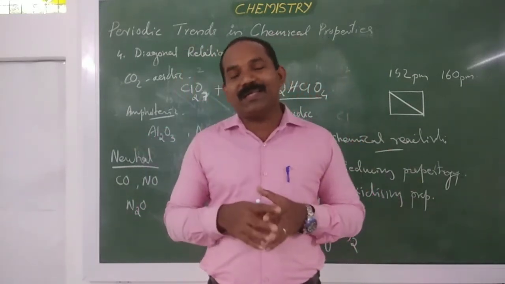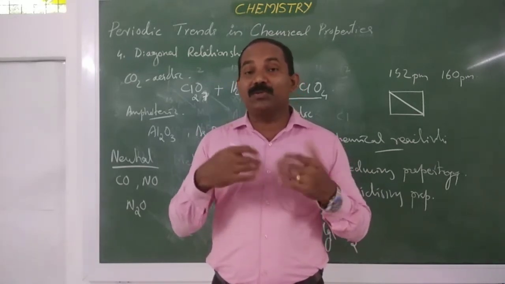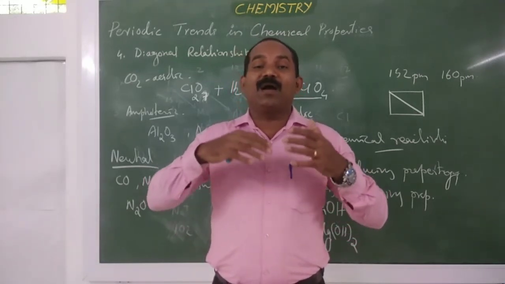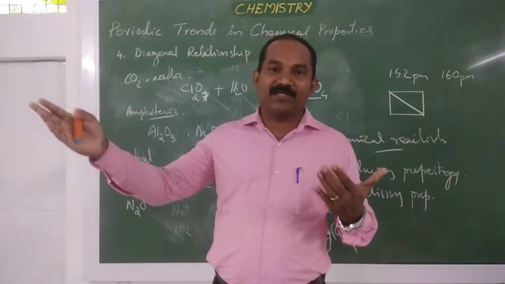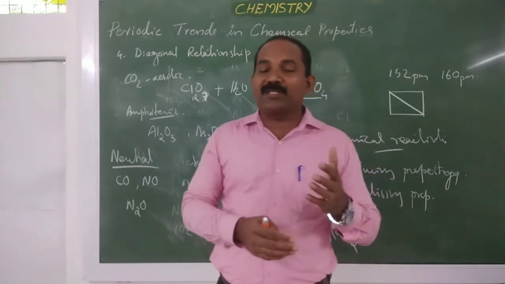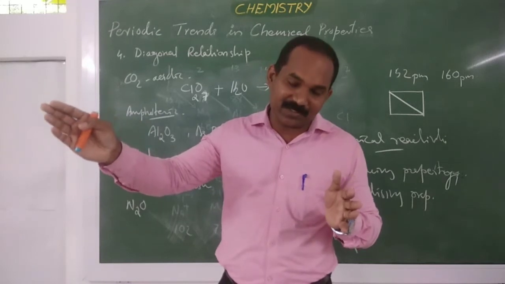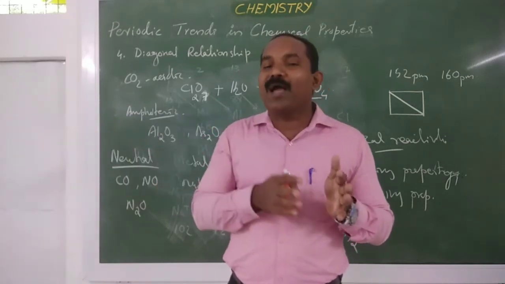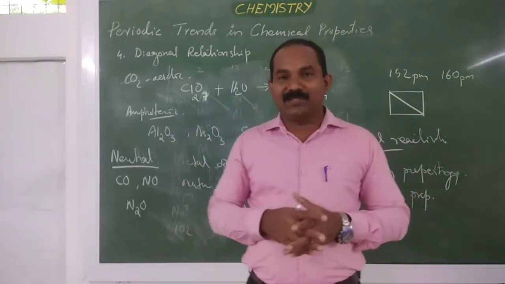The next one is metallic property. We will discuss it in detail. Metallic property is the tendency to lose electrons. It decreases from left to right and increases from top to bottom in a group. In the periodic table, across a period metallic character decreases, and in a group the metallic character increases.